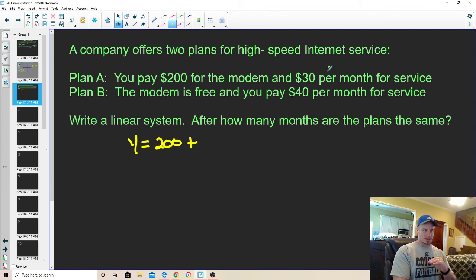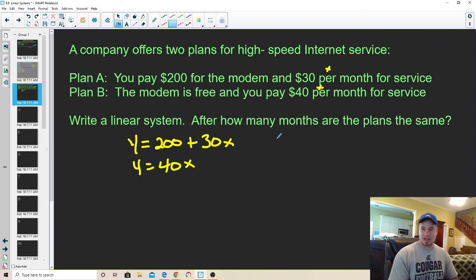plus. This is multiplied. $30 per month means it's adding each month. So it's 30 times m. We'll just call it x. I don't like m's. 30 times x. The next plan, the modem is free. You don't have anything added, but it's 40 times m. After how many months are the plans the same?